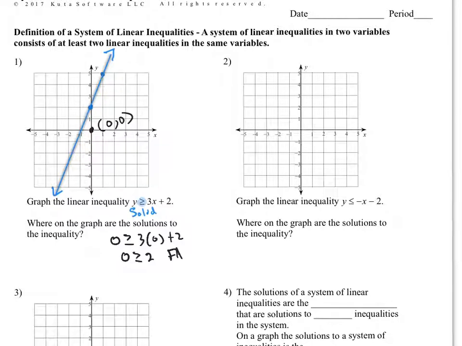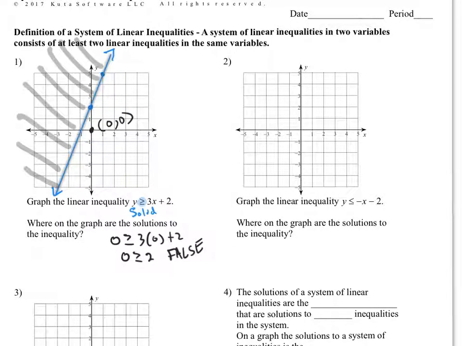This is false. Whenever we have a false statement, you look at where that test point is and you shade the opposite side of the line. So in this case, we're shading the opposite side, everything up here. If it were true, we would shade the same side where the test point lies, everything down here.